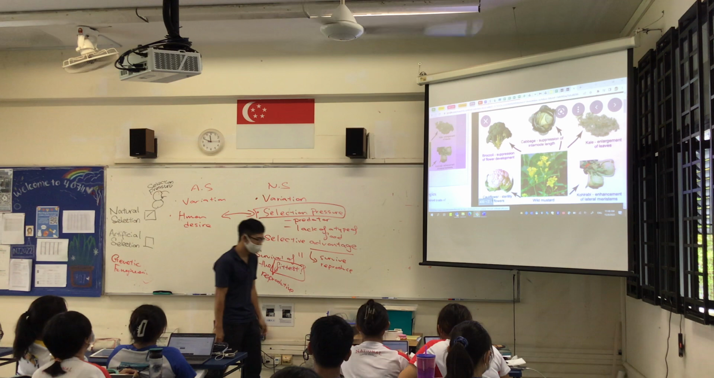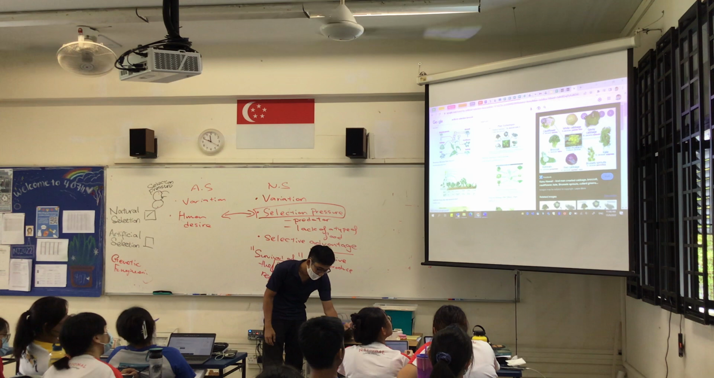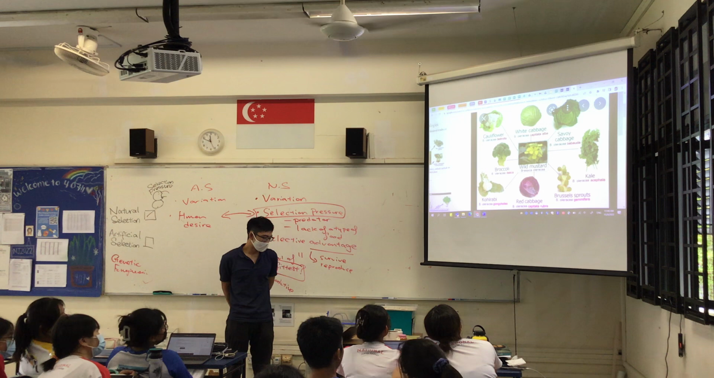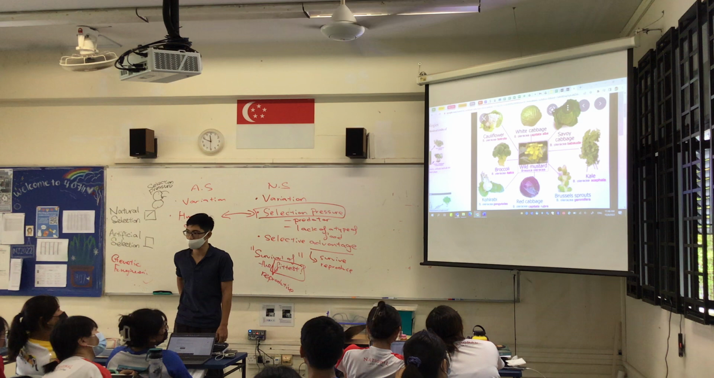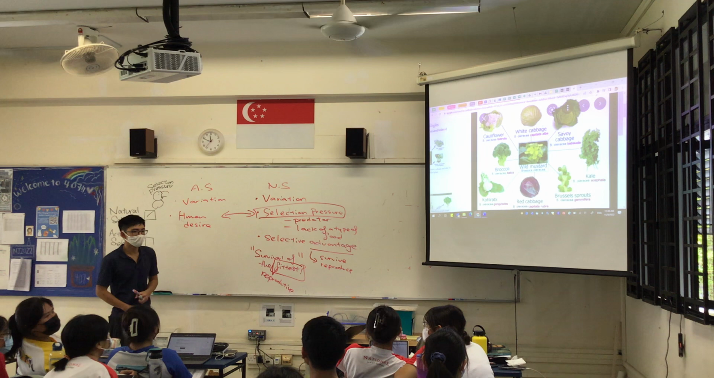There are other plants, by the way, not just these two. Brussels sprouts are also from the same plant. Cauliflower, kale. We just selectively bred for the part of the plant that we liked most. Okay, so what did we breed for exactly?